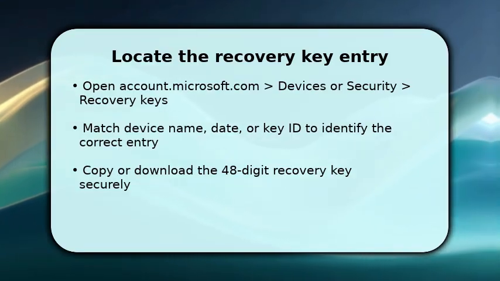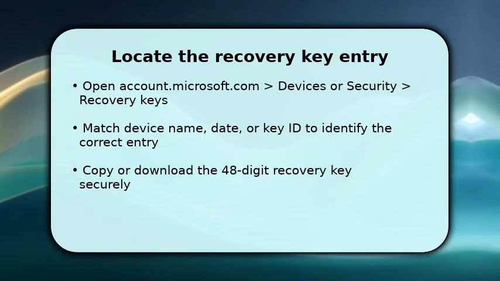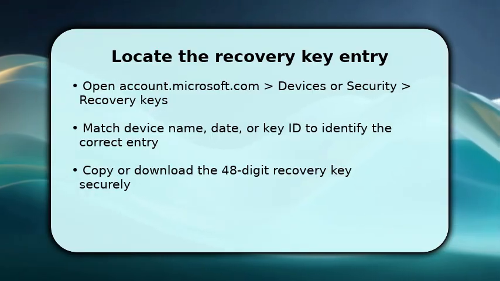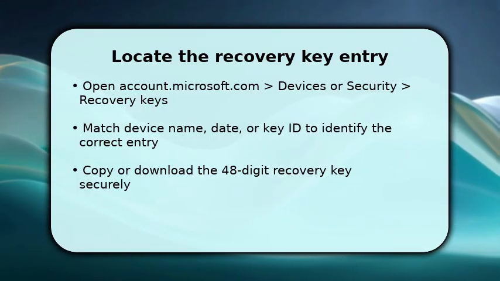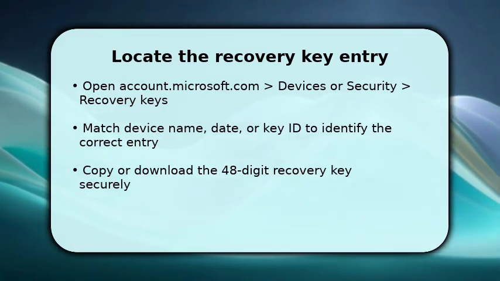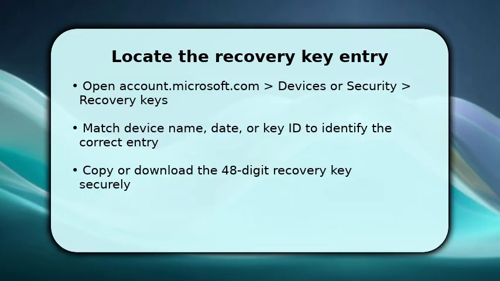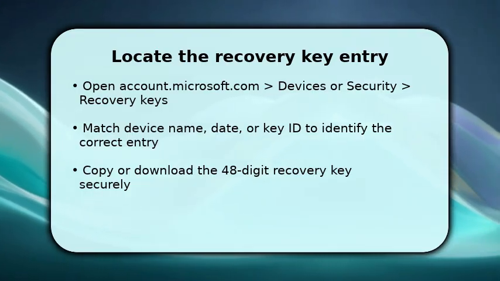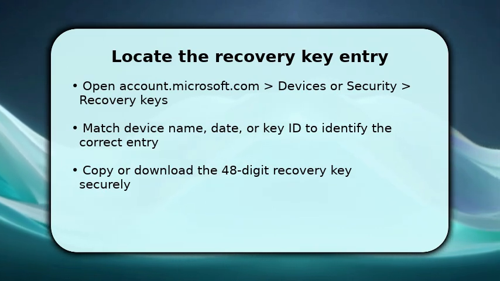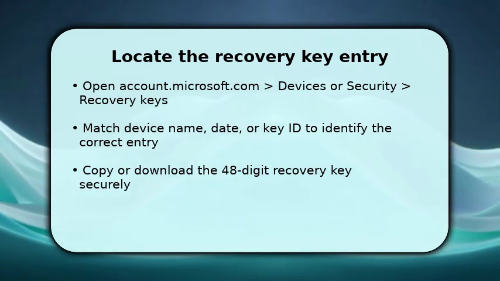This lists 48-digit BitLocker keys. You need to match the key ID shown on the locked PC screen to the ID listed online, because multiple keys can exist. After finding the matching entry, copy the full 48-digit key exactly or download a secure file. Do not share it. You now have the key needed to unlock the drive. Write it down or store it in a password manager for immediate use.